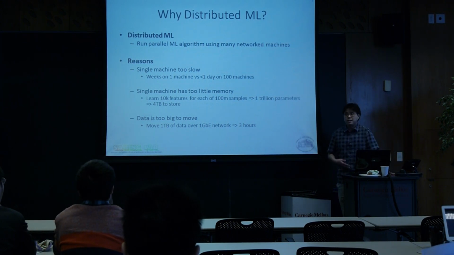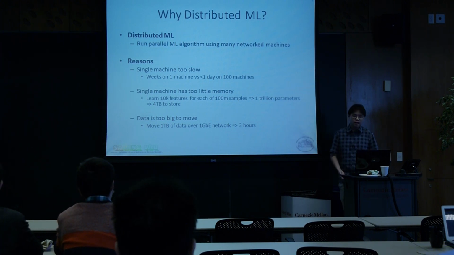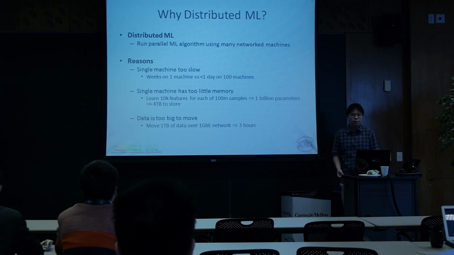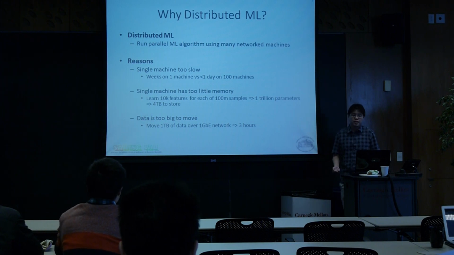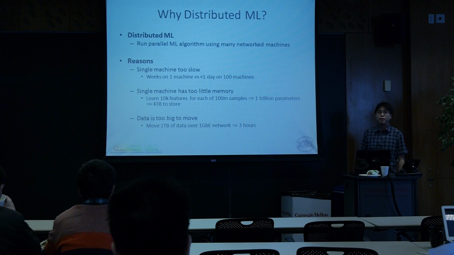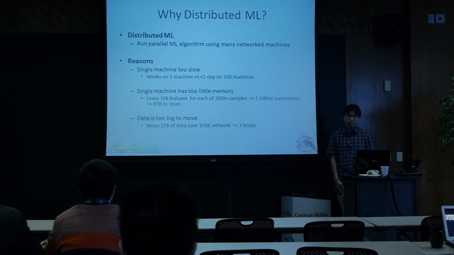For example, what might take weeks on one machine, if done well on 100 machines, should ideally take less than a day. And perhaps a single machine may have too little memory. As an example, if you have a latent space modeling problem, you have 100 million samples, you want to learn 10,000 features for each. That's about 1 trillion parameters, which if you store them as floating point values, is about 4 terabytes. So it's beyond the range of most machines' memory.